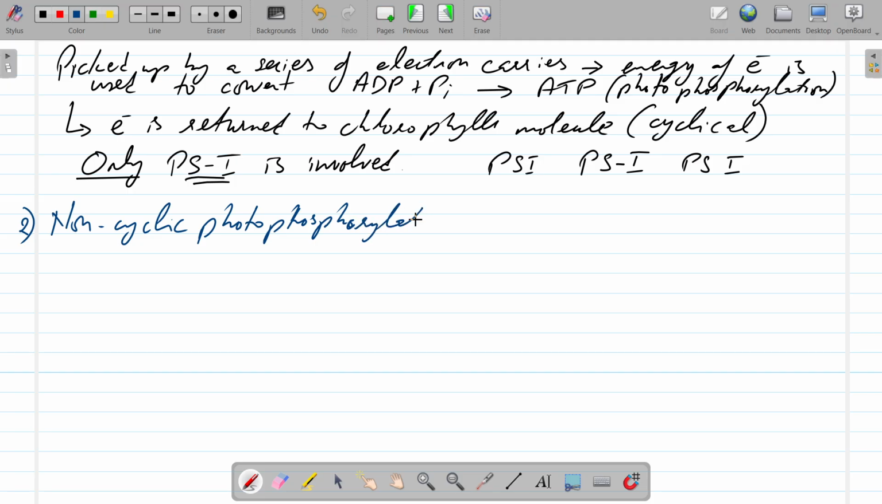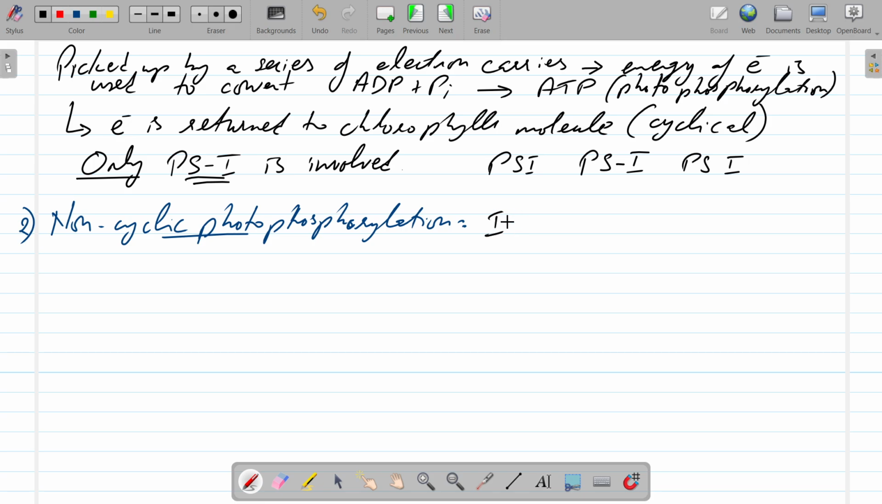Photophosphorylation. You have to keep track of the spelling. You can easily get lost halfway through and be confused in what you're writing. Just look at that thing, photophosphorylation. Okay. Anyway, so as the name suggests, it's not a cyclic process.